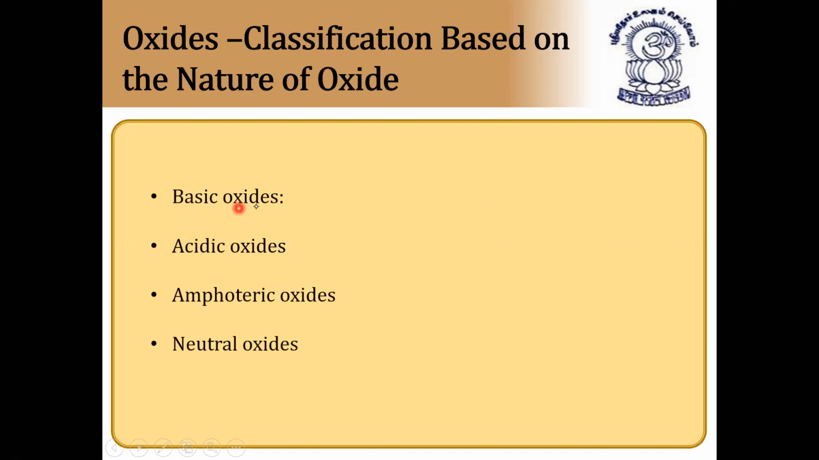Next, we have basic oxides, acidic oxides, amphoteric oxides, neutral oxides. All are very important. Which of the following is basic? Arrange the following oxides in the increasing or decreasing order of their basic character, or acidic character, amphoteric oxides, and neutral oxides. So generally, briefly, I'll tell you. So what are basic oxides? Metallic oxides are basic in nature.